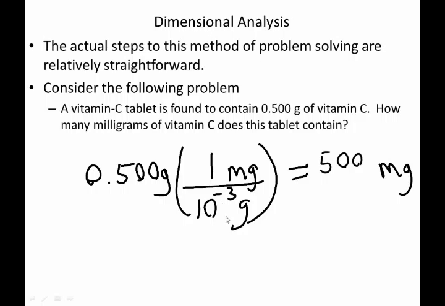It's an exact conversion factor because it's metric to metric. I'm therefore limited to the 3 significant figures I have here. So appropriate answers will be 500 with a decimal point milligrams, or 5.00 times 10 to the 2 milligrams. Either one is fine. So hopefully that makes sense.